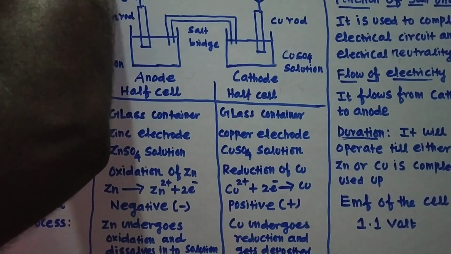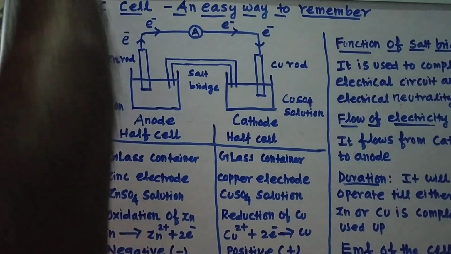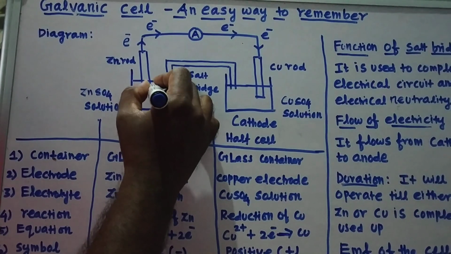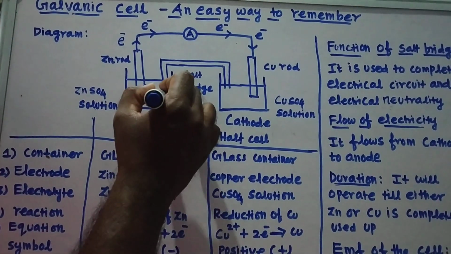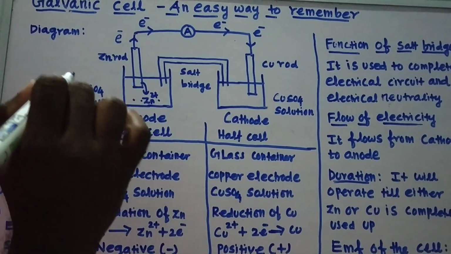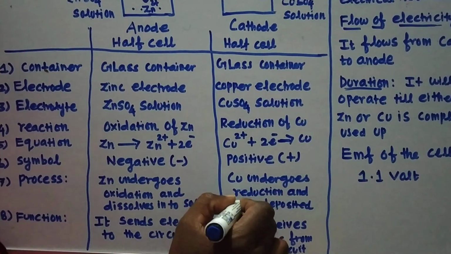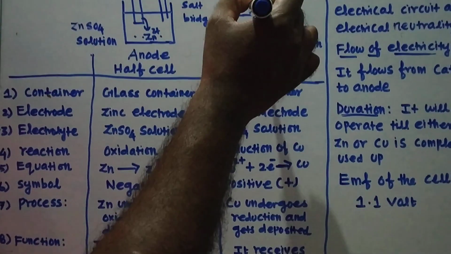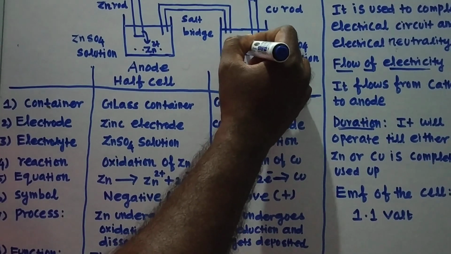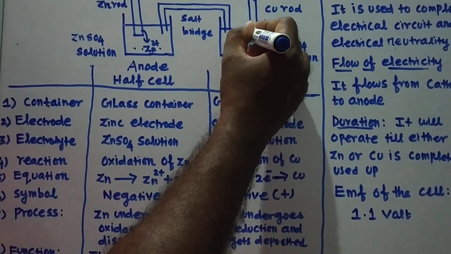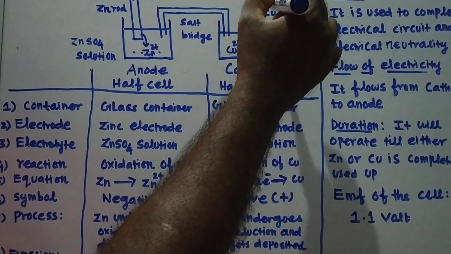Therefore it means the zinc rod becomes Zn2 plus ion and dissolves in the solution, in the zinc sulfate solution. Here it undergoes reduction and gets deposited on the surface of the electrode. Here copper 2 plus ion gains 2 electrons and gets deposited on the surface of the copper rod.